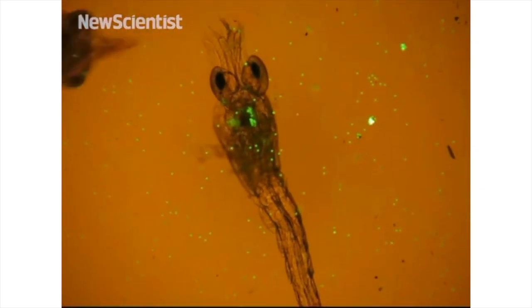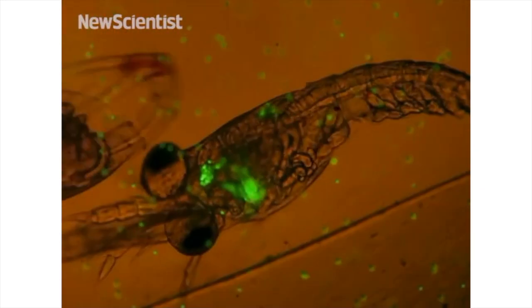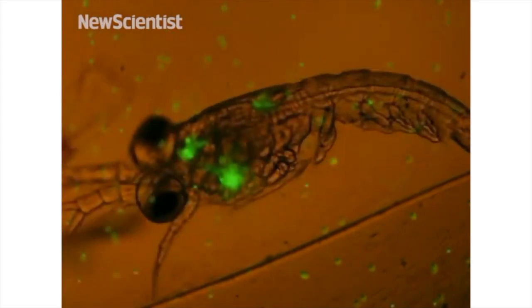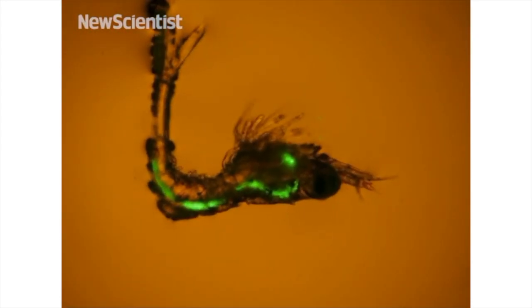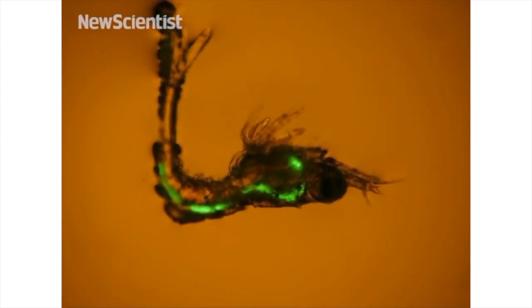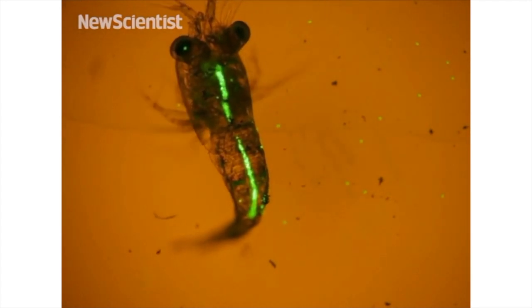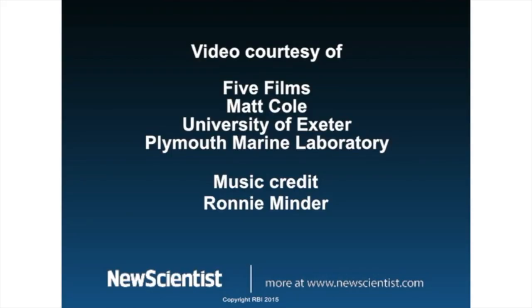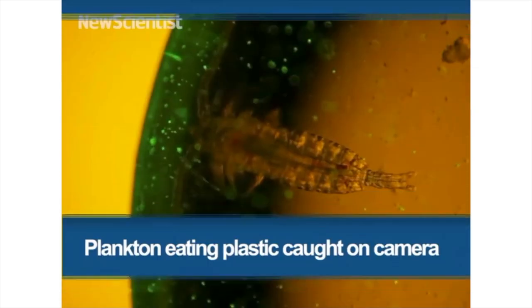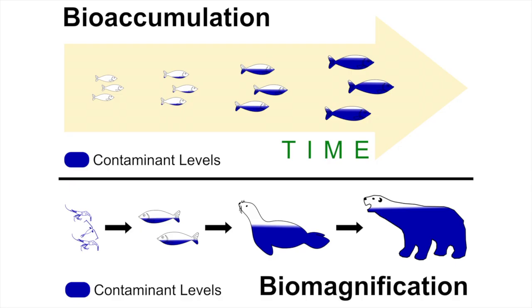Zooplanktons are fed upon by small fish and shrimps, which are fed upon by bigger fish, and so on. Therefore, these particles enter the food web and they accumulate by bioaccumulation in one organism and by biomagnification within the food web. So what bioaccumulation is, is basically the accumulation of contaminant levels within an organism.